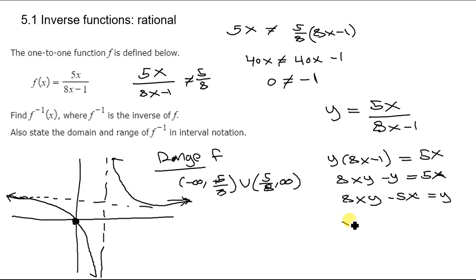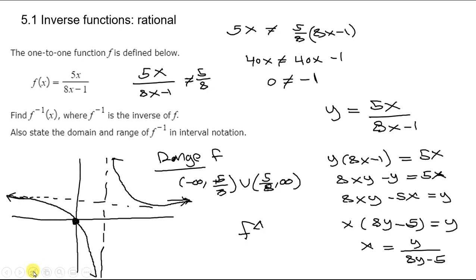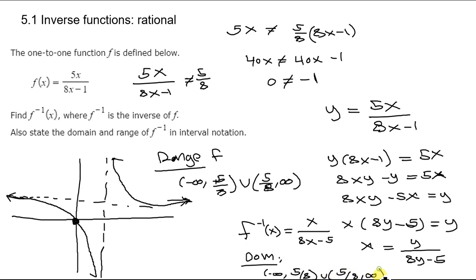Now there's an x here and an x here. So x times 8y minus 5 is equal to y. And thus x is equal to y divided by 8y minus 5. So now we know the inverse function. f inverse of x, relabeling, is equal to x over 8x minus 5, and the domain, same as the range of f, minus infinity up to 5 over 8, union with 5 over 8 to positive infinity.